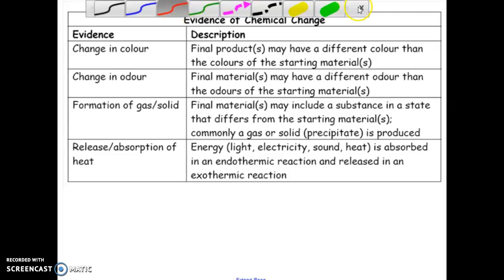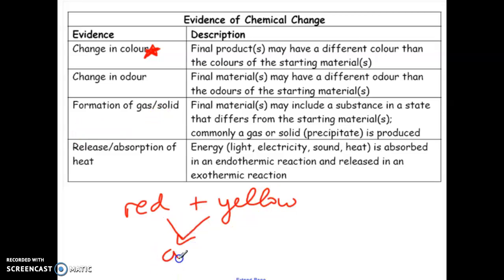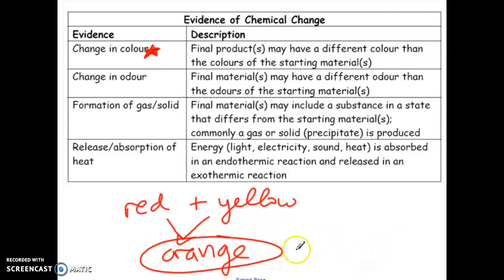So one evidence is that you have a change in color. Now, I would say this one is probably the sketchiest of the evidence, because change in color can happen in a physical change too, right? So imagine I have red paint plus yellow paint, and I mix my two paints together, I'm going to get orange paint. Just because I've made a new color, in that case, all I'm doing is making a mixture of paint. So I've just made a new color based on a physical change.